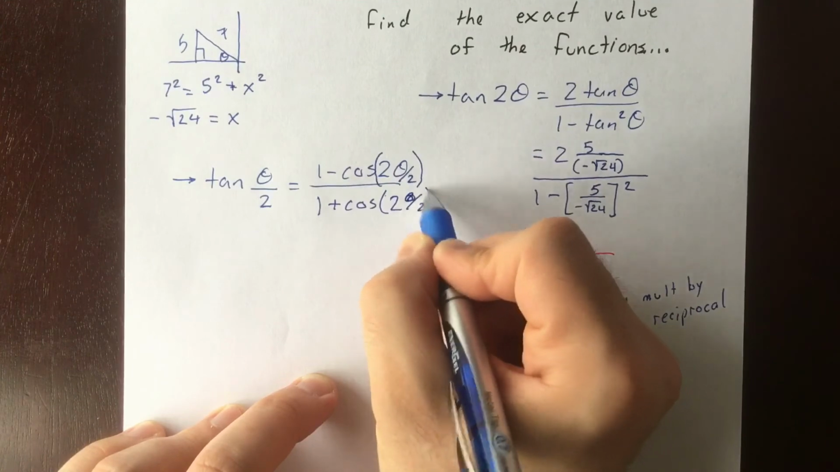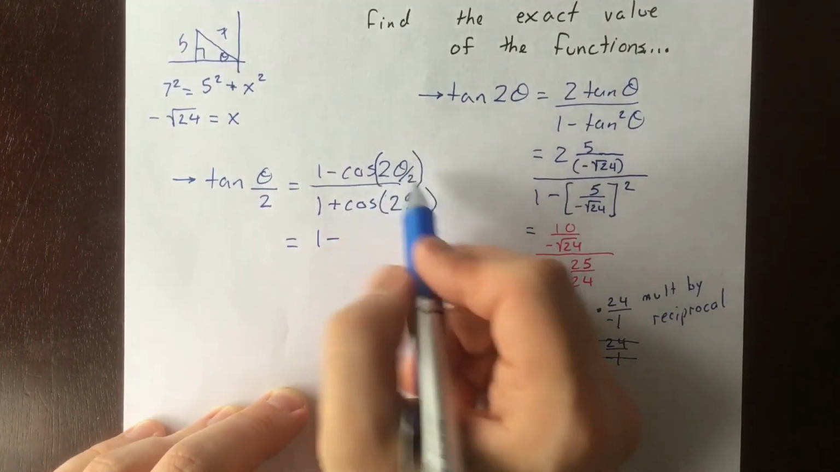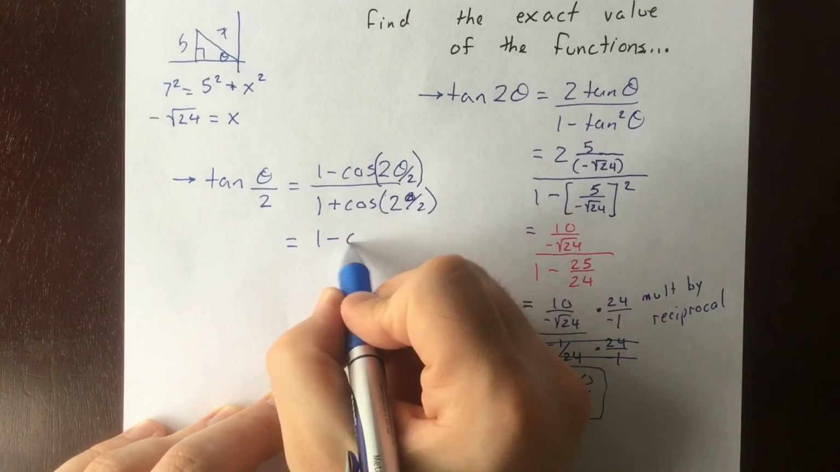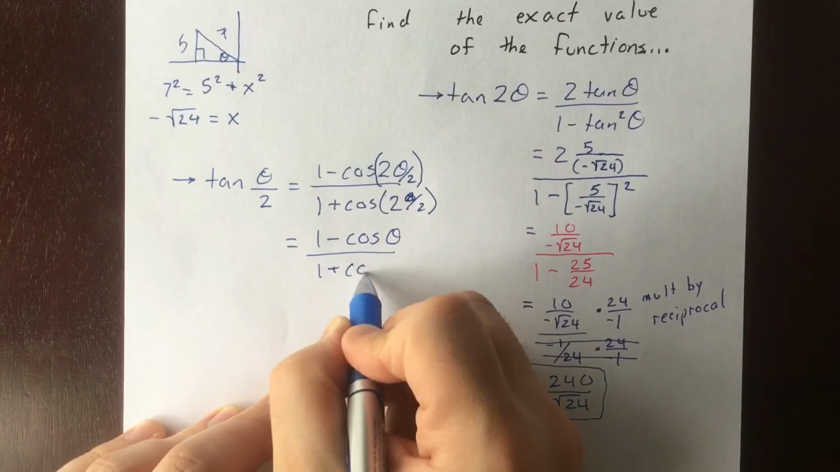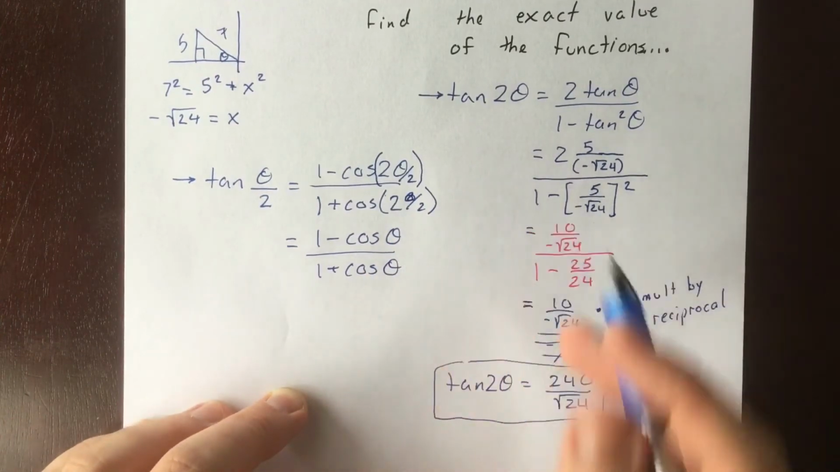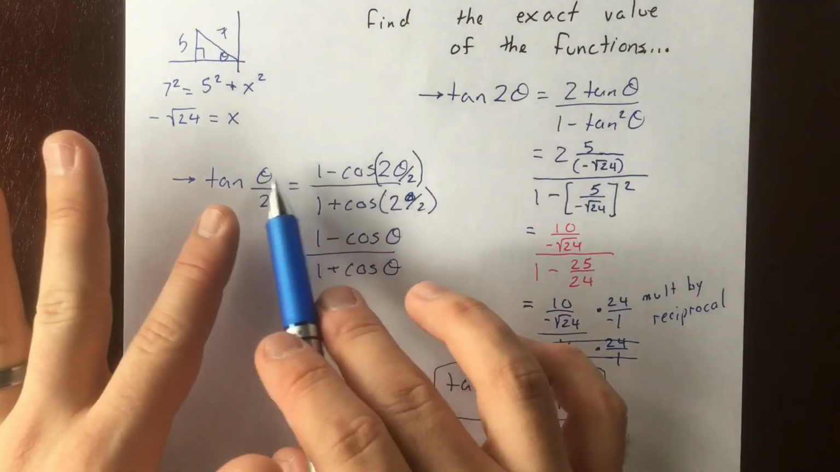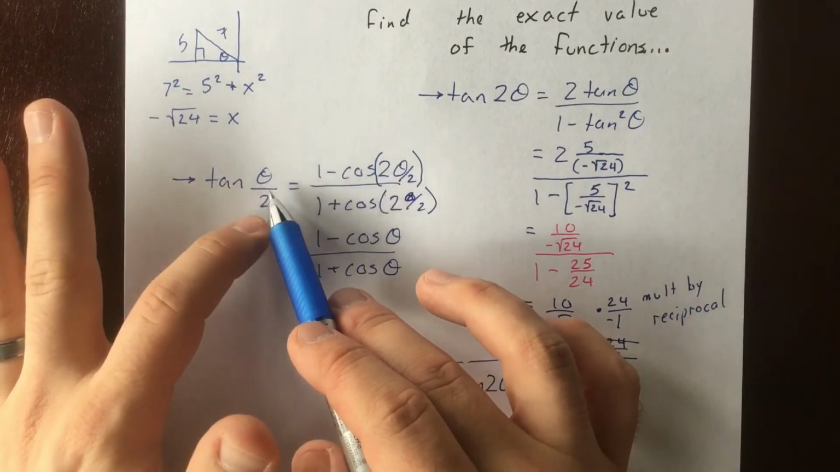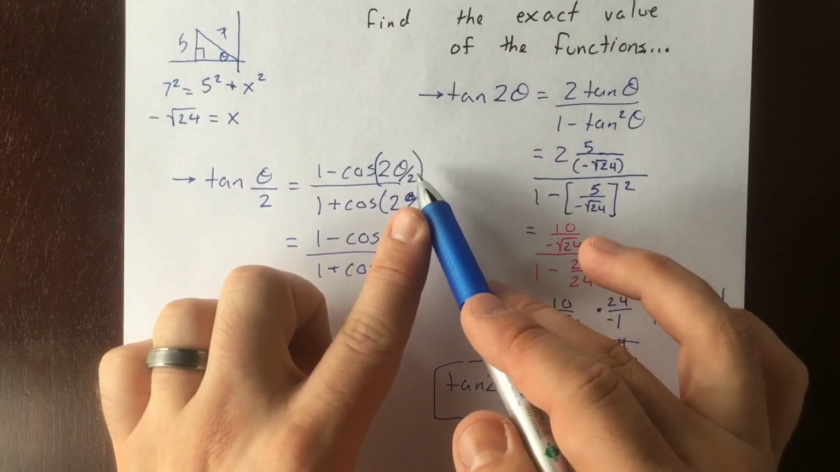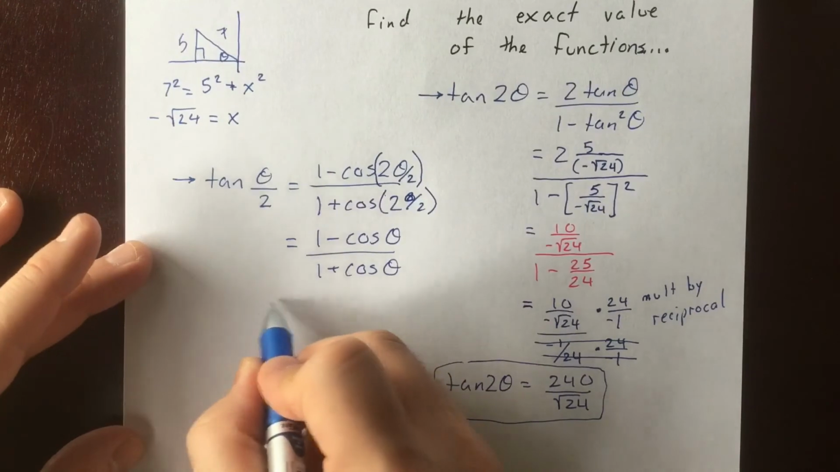You're going to see something nice happen. 1 minus, oh, the 2's cancel. Just leave us cosine of theta. And then 1 plus cosine of, oh well, theta. How nice is that? So again, theta over 2, instead of when it was just theta in our identity, theta over 2 just meant I put theta over 2 over here as well, and stuff cancels. So now I can work with it.